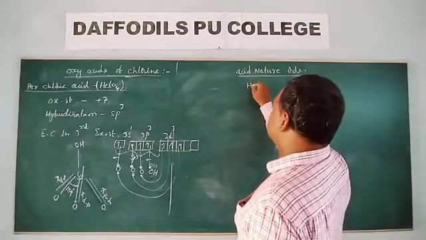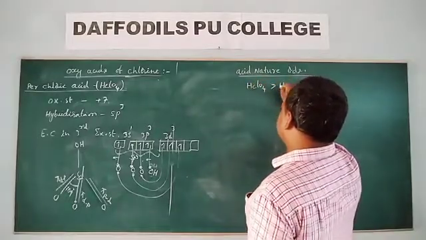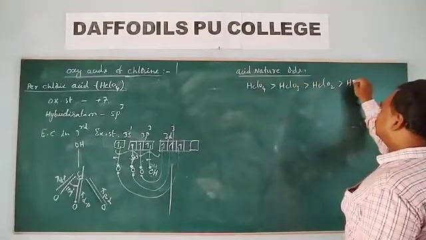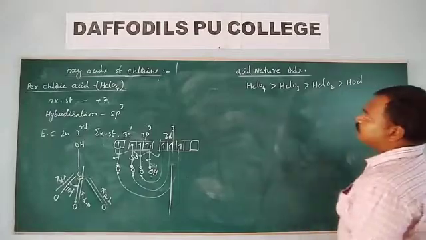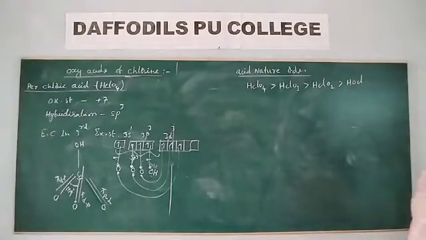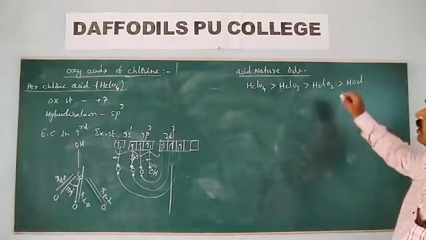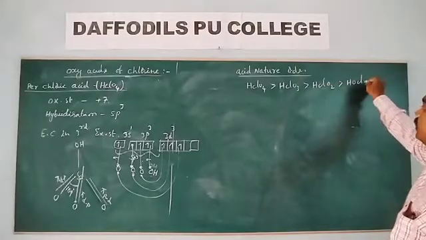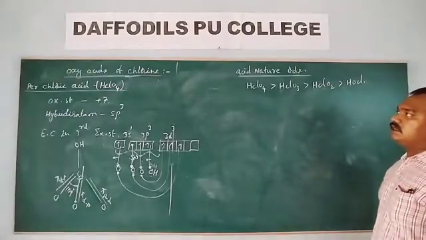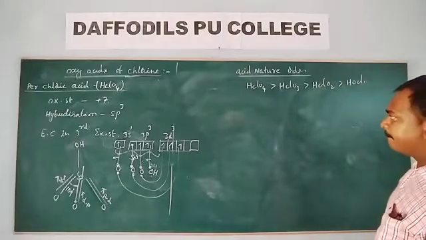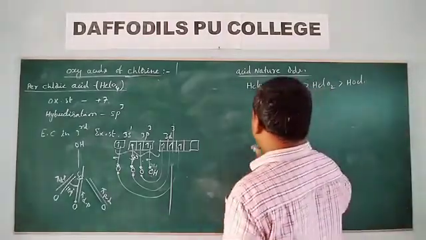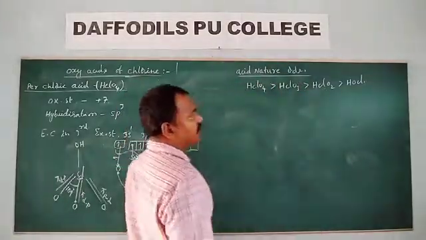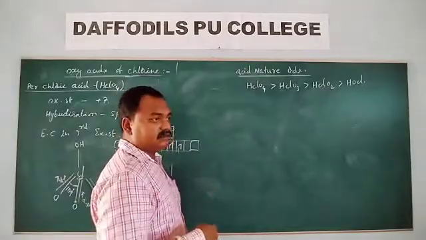The acidic nature order is: perchloric acid, the strongest acid, then chloric acid, greater than chlorous acid, and then hypochlorous acid. This is the acidic nature. If they ask for the conjugate base order, just write the reverse order.